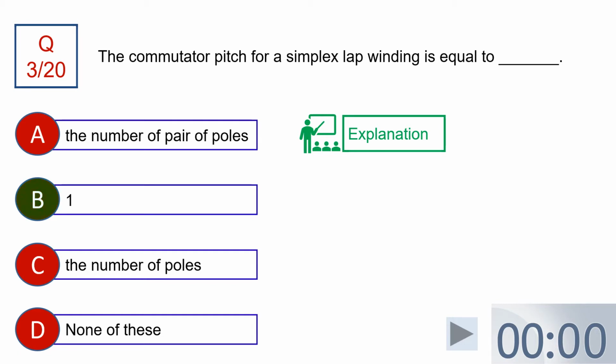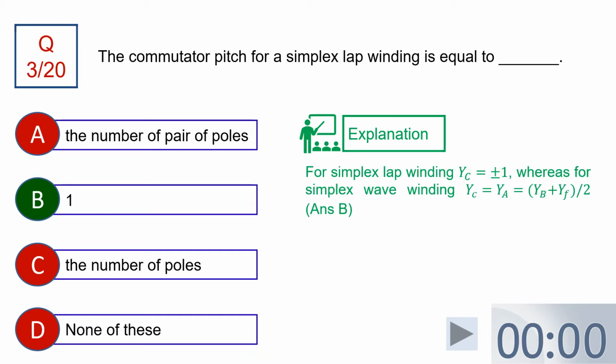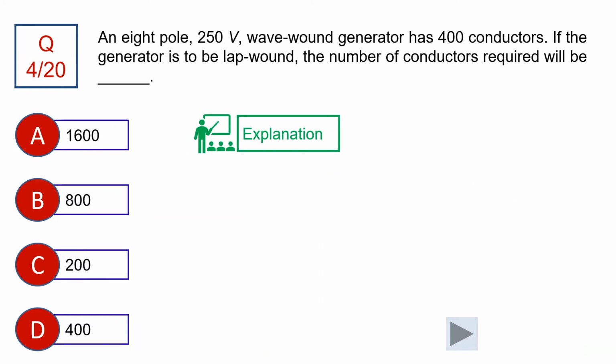Correct answer is option B. So you know that in case of simplex lap winding, commutator pitch YC, it is equal to plus or minus 1. Whereas if the winding is wave winding, in that case commutator pitch YC is always equal to the average pitch YA. Question 4.